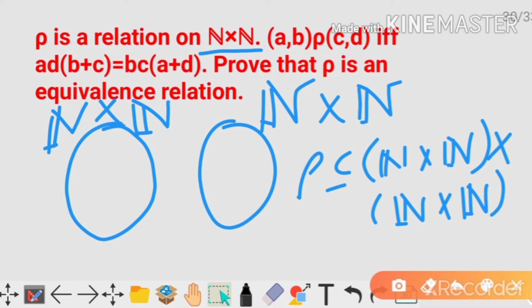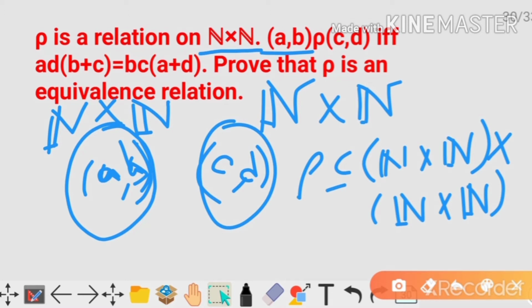Okay, and so the element of N cross N will be like (a, b), a pair. Similarly it will be like (c, d), another pair, and it is defined by ad(b + c) = bc(a + d). And we have to prove that rho is an equivalence relation. So let's go to the solutions.